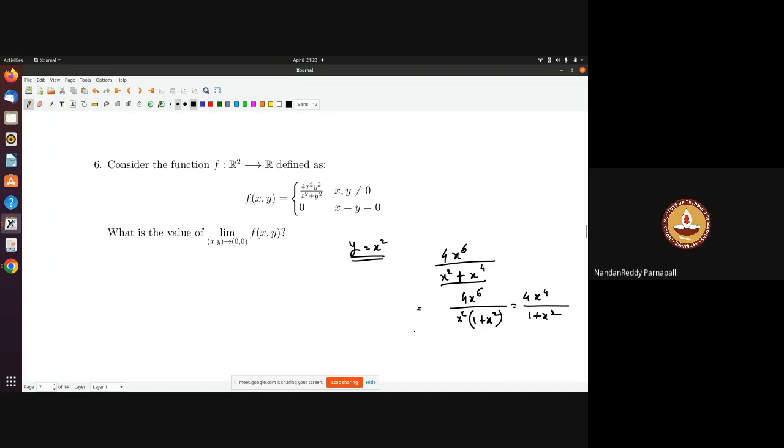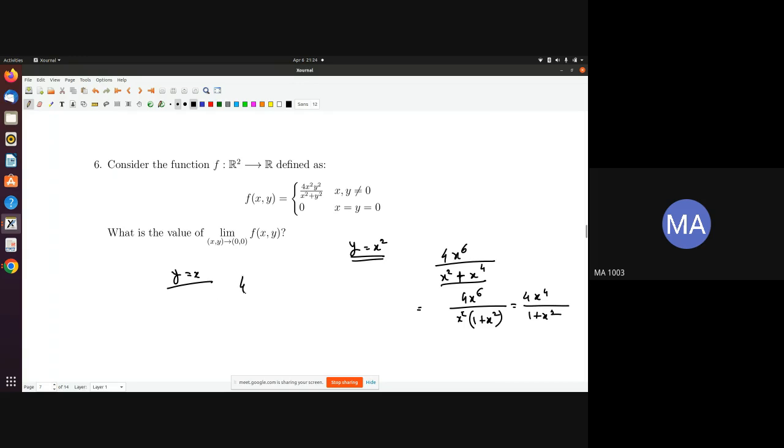Sir, can we take x square equal to y square? X square equal to y square is not a curve in particular. We can take basically any straight line as well, just to show that it's not 0. Okay, say y equal to x.